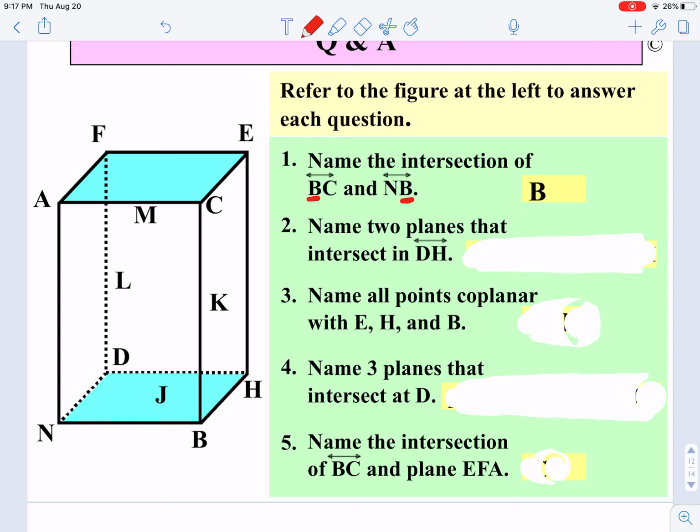All right, next one. Name 2 planes that intersect at line DH. Okay, so let's find line DH. Okay.